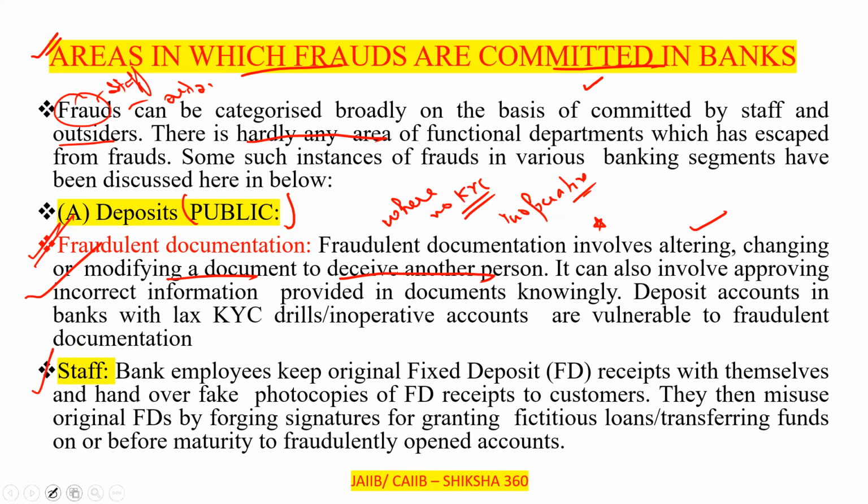Next one, these are the frauds by the public. Second one, that is by the staff. Bank employees keep original fixed deposit receipts with themselves and hand over fake photocopies of FD receipts to the customers. Then they misuse the original FDs by forging signatures for granting fictitious loans or transferring funds on or before maturity to fraudulently opened accounts. Basically, they can take a loan on these fixed deposits.